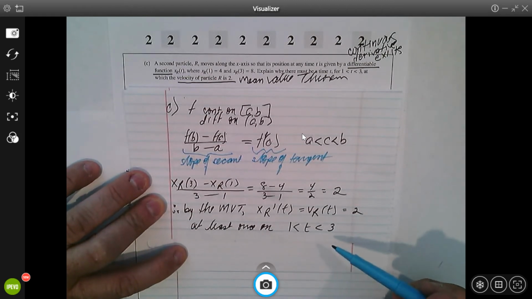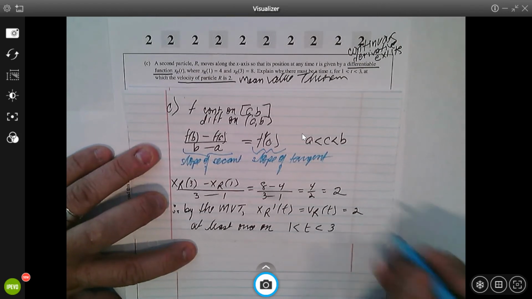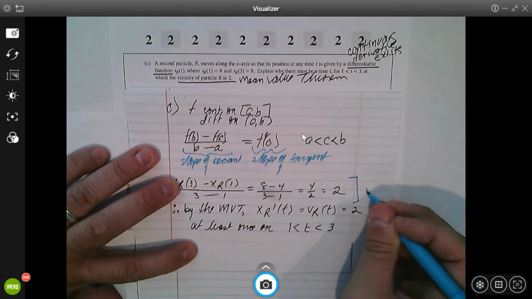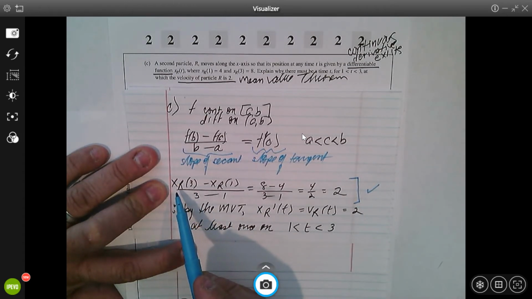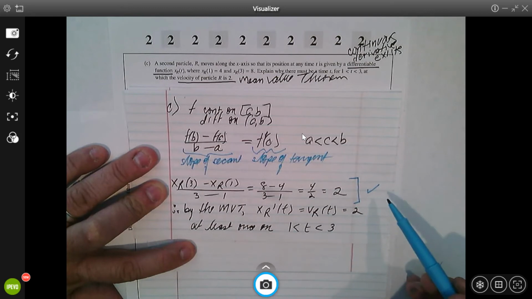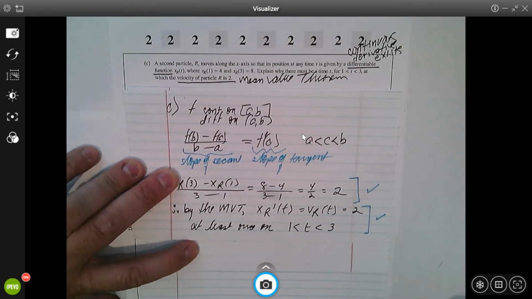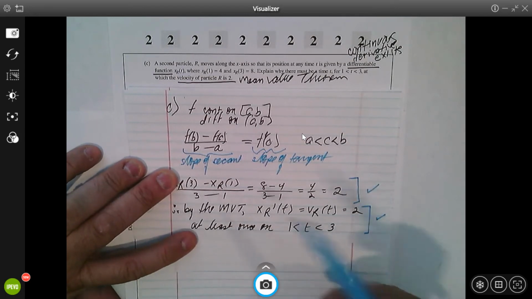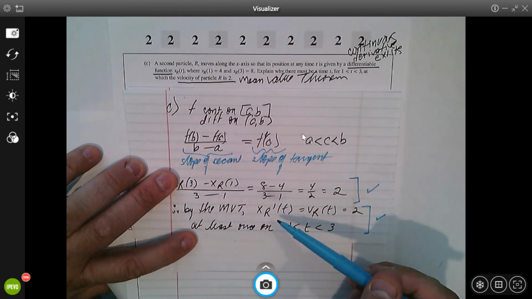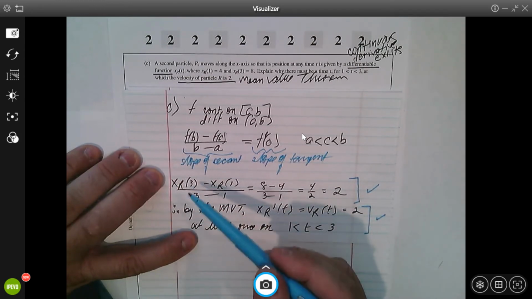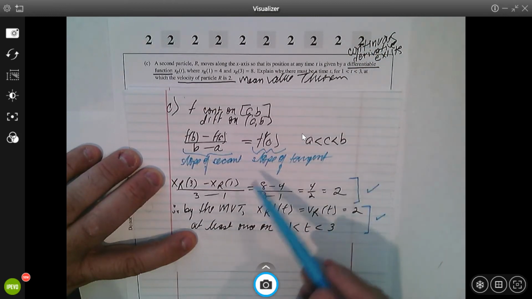And that's what we were after. In terms of the points, looking at the way they awarded points, finding this slope of the secant line got you 1 point, and then your conclusion gets you a second point. Now, it's important that you indicate the function you're talking about, x sub r of t, satisfies the conditions, which is continuous and differentiable.